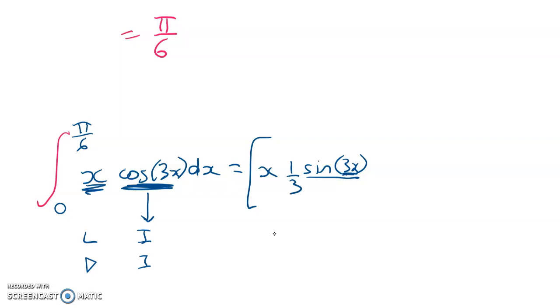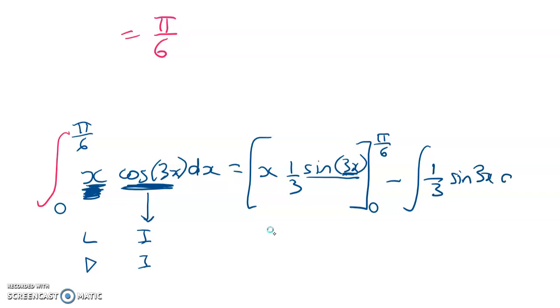And I check that I don't have a negative problem. There we go. So that's from pi on 6 to 0 minus the integral of this differentiator, which is 1 times 1/3 sine 3x dx.